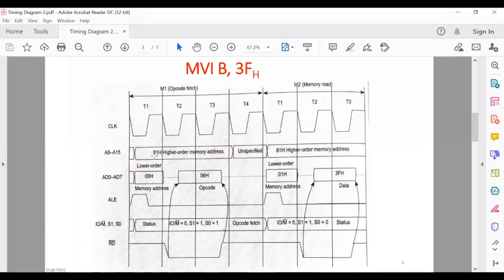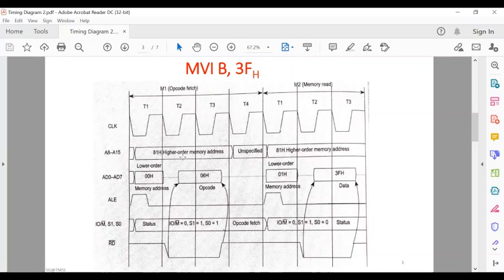Okay, and that memory location will be transferred in this way. The lower order will be processed through the lower order address bus, and the upper 8-bit address will be transferred through the higher order 8-bit memory address bus.